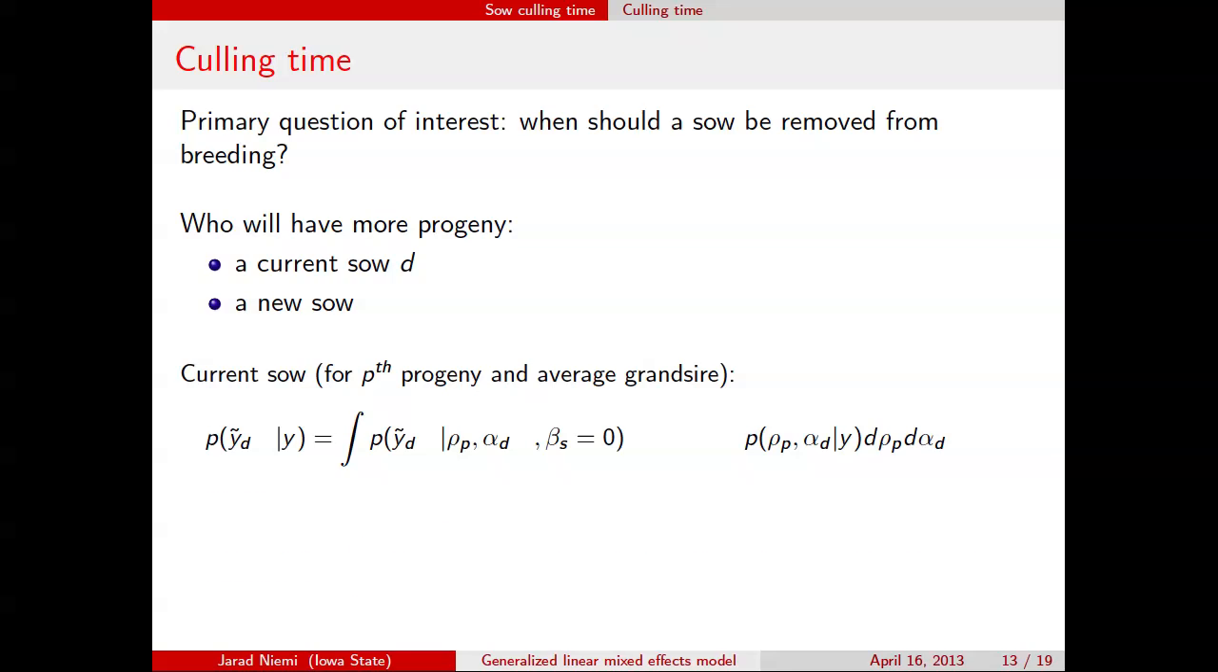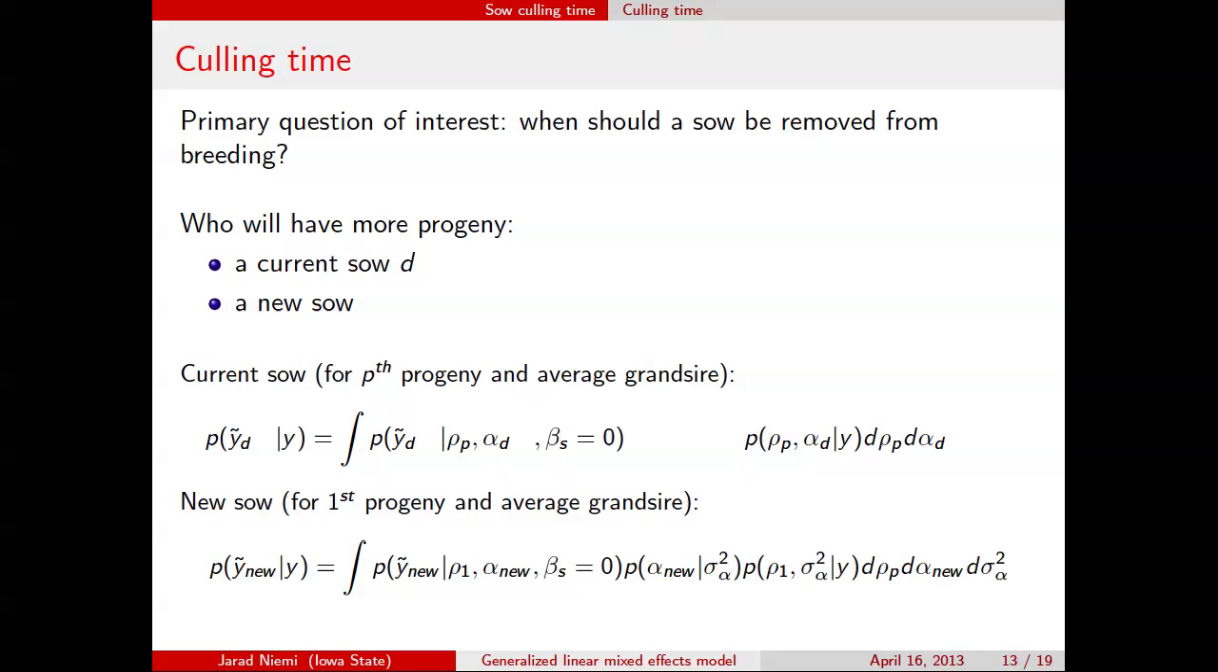In contrast, now we think about a new sow. If a new sow is coming in, it's going to be their first parity, and to be consistent, we're again going to use the average grandsire. Now we want the distribution for the number of progeny for this new sow. Well, we have the effect for the first parity, and we have the effect for that new sow. But this random effect for that new sow, we have no data on, because we have not seen this sow before, and it's not in our data set.